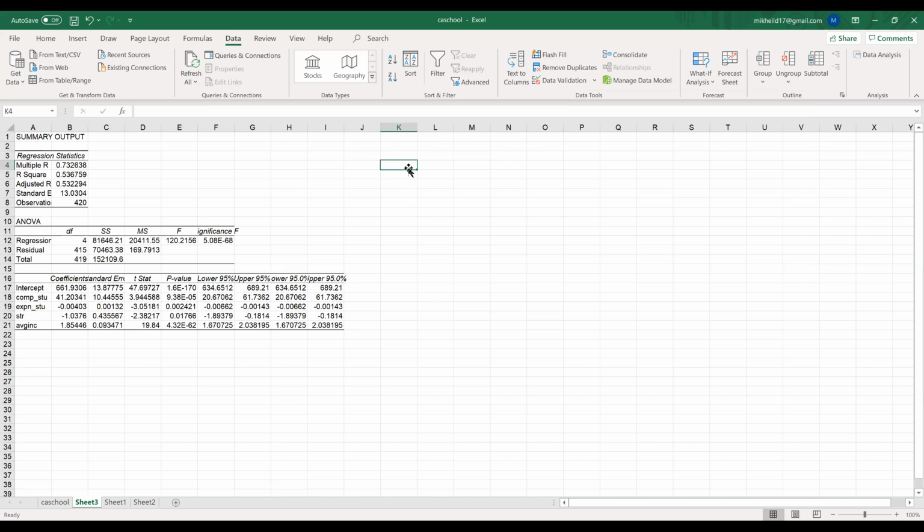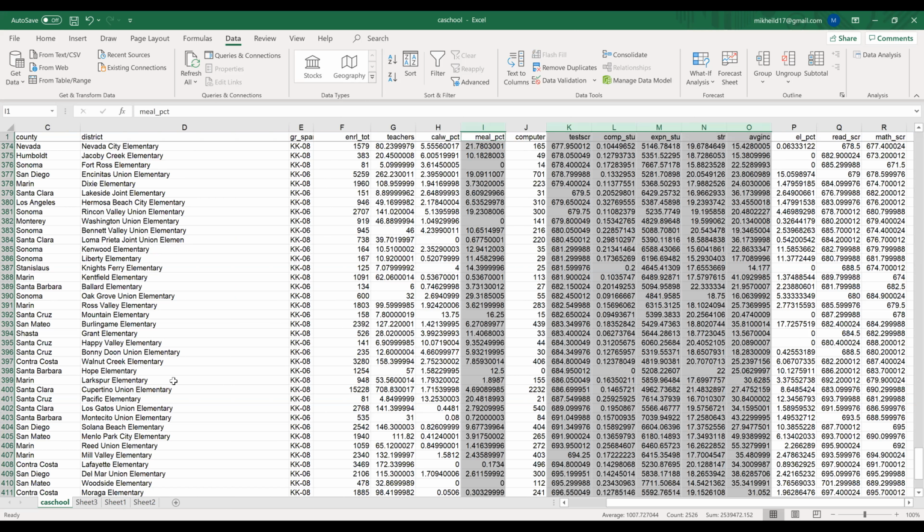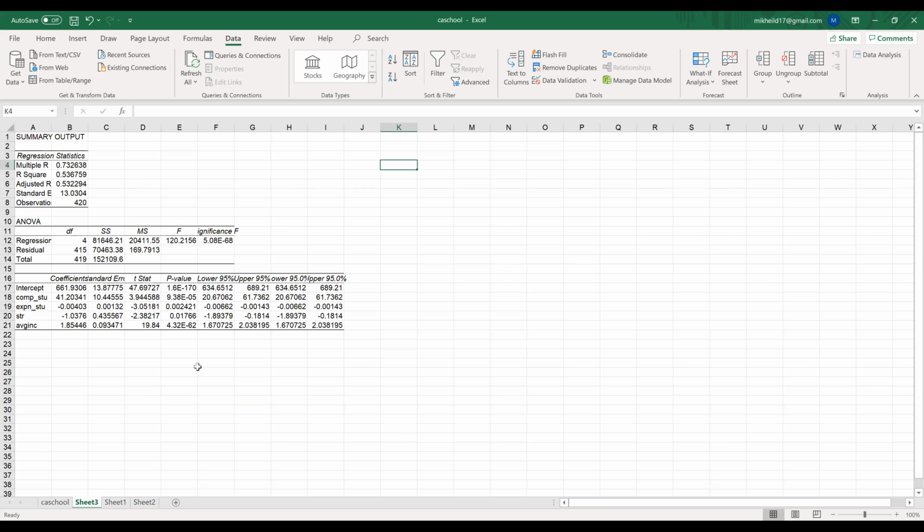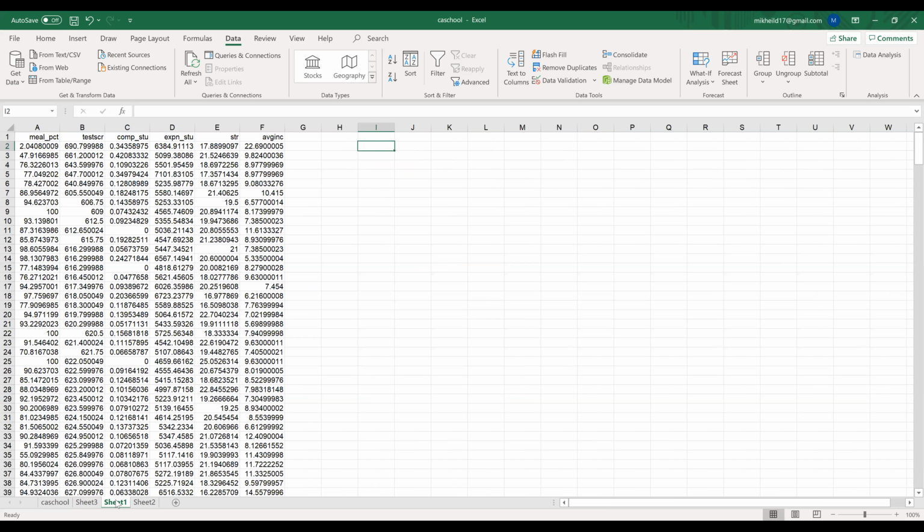It's not showing anything. It's saying X range and Y range must have the same number of rows. That's because you probably did not select the variables well. I did test scores for the input Y range, B1 to B421, and then I did C all the way to F. Okay, I see. Yes, please be careful: C2 and B2. Okay, let's see what happens now.